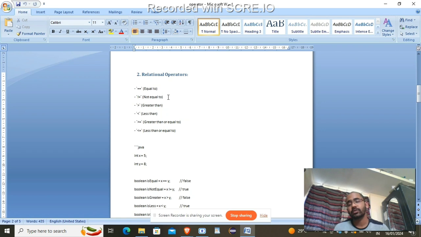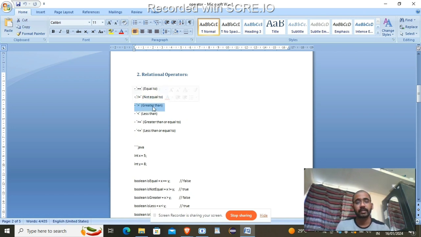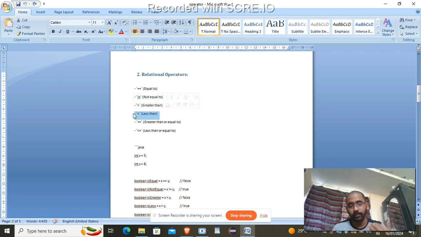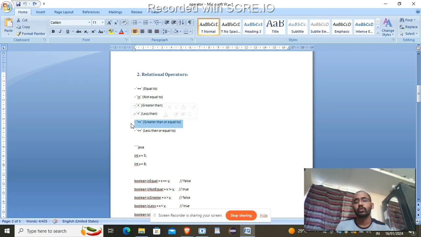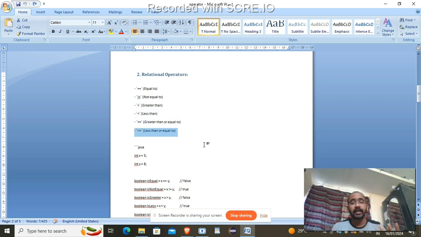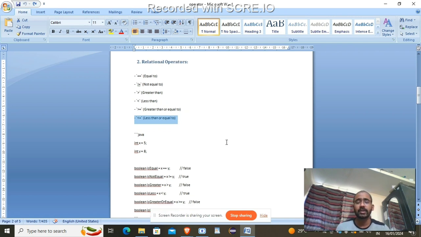Then not equals to: we use an exclamation mark with one equal sign, which is called not equals to. Then greater than uses the greater than symbol, and less than uses the less than symbol. Then greater than or equals to and less than or equals to, which you know from mathematics, like in your 6th class, 7th class, and you will use them in the future.